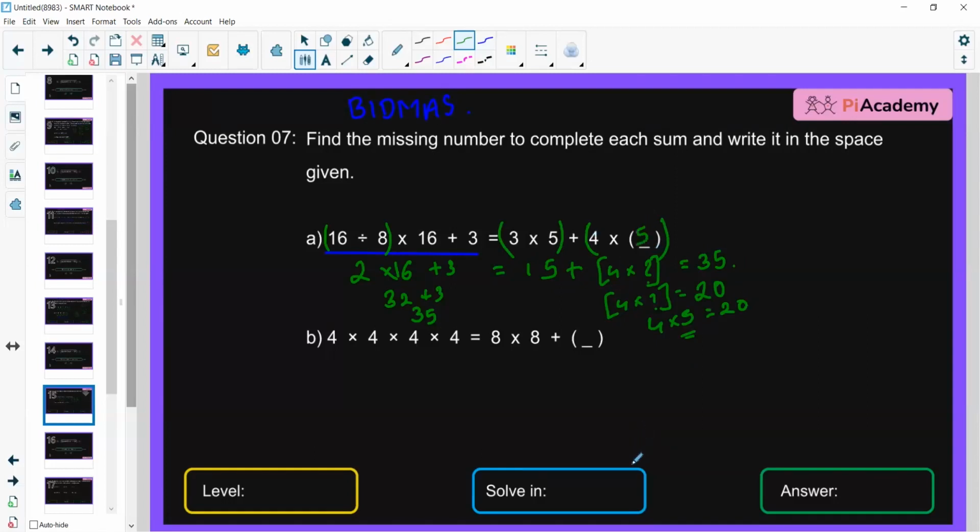Okay. So what am I doing? I'm simplifying the left hand side of the expression. I'm trying to get an answer, and using that answer and applying the BODMAS concept, I'm trying to work out the missing number over here. This is what we call completing the sum. Okay. Again, this is also a very simple problem with no tricks. The only thing you guys must be aware of is the BODMAS rule.